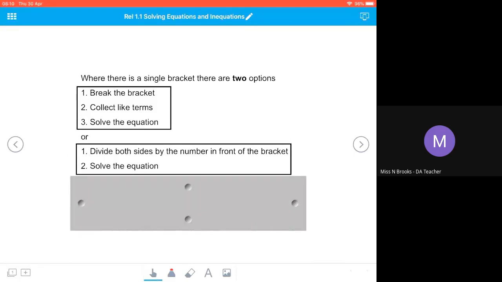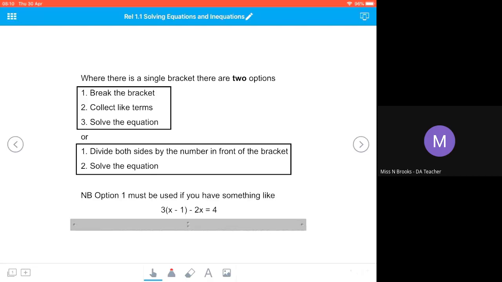The second method works really well if the number in front of your bracket happens to be a factor of the term on the right-hand side of your equation. However, we have to use option 1 if we have anything in the form 3(x - 1) - 2x = 4, because we would have to collect our like terms, our x's together, before we could do our solving. So let's have a look at an example.